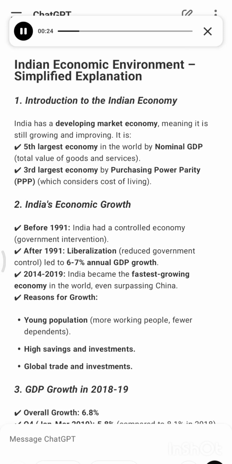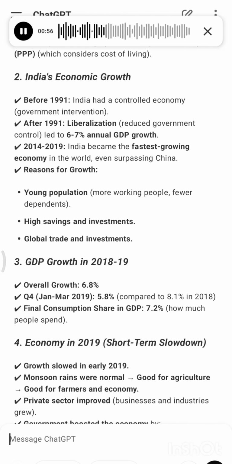2. India's economic growth. Before 1991, India had a controlled economy, with government intervention. After 1991, liberalization, reduced government control, led to 6 to 7% annual GDP growth. In 2014-2019, India became the fastest growing economy in the world, even surpassing China. Reasons for growth: young population, more working people, fewer dependents, high savings and investments, global trade and investments.